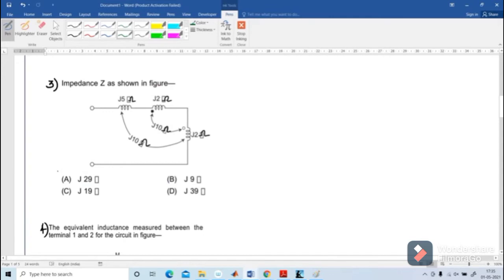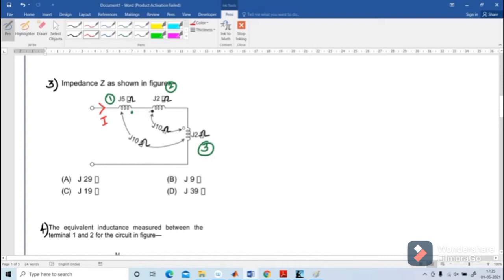Problem number 3. Impedance as shown in figure. This is the first coil, this is the second coil and this is the third coil. Next, mark the current. The current I is leaving the dot in the first coil, and in the second, the current is entering the dot.